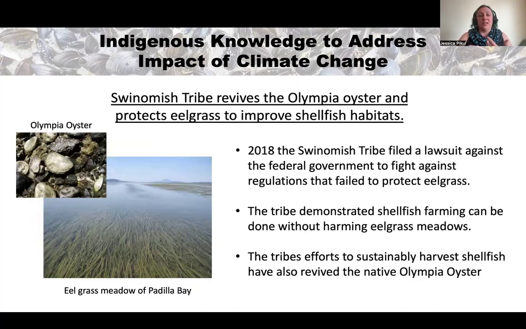Now, the Swinomish tribe is doing another really cool project that over the past number of years has been really interesting, in that they have revived an indigenous oyster, the Olympia oyster, that is much smaller than the ones you're typically used to getting at the store. But they were able to show that these oysters could be revived and brought back to a healthy population. And to do that, they did it within eelgrass meadows and demonstrated something else, which is that you could farm shellfish in eelgrass meadows without harming them.